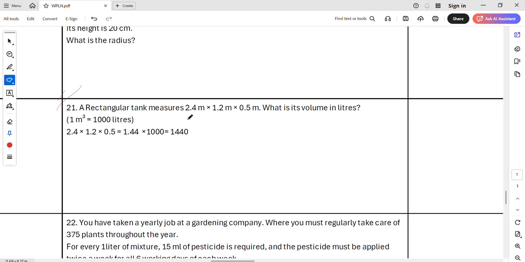The next question is 21. A rectangle tank measurement is 2.4, 1.2 and 5. What is the volume in liters? Okay, when asked to convert from meter to liter, you should remember this formula. 1 liter equals 1000 milliliter, so 1 cubic meter equals 1000 liter. So together we have to multiply length, width and height, then after that multiply with the 1000, so 1440.